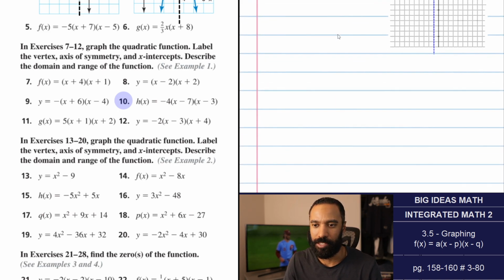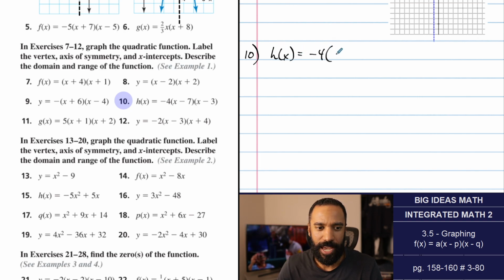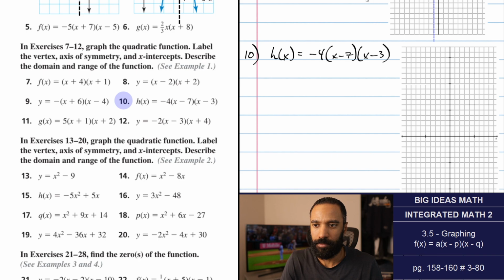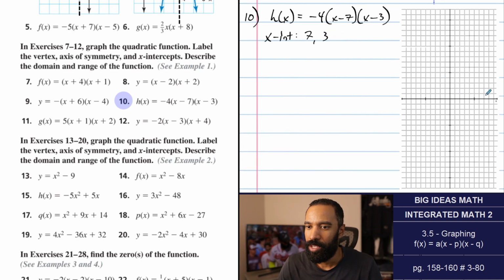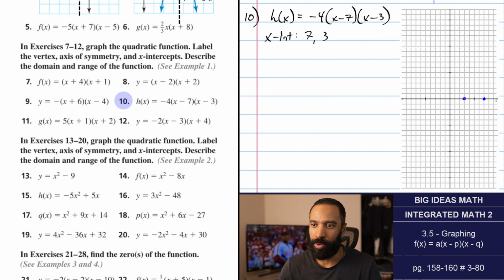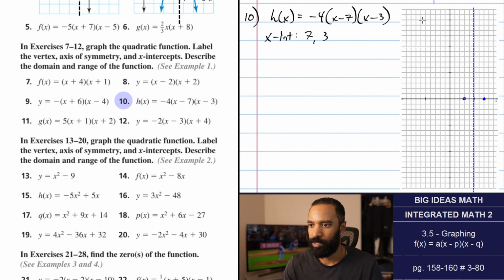Number 10. I think it's their last shot. H of x equals -4 times x minus 7 times x minus 3. Okay. Yeah, I'm just going to label on the side. x-intercepts are 7 and 3. Sorry, I improvise when doing these things, as you can tell. I'm trying to figure out how to best do that. So 7 and 3 here. Halfway between 7 and 3 is 5. Your axis of symmetry is at x equals 5. About right there.